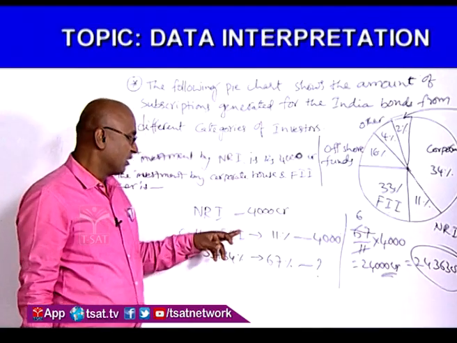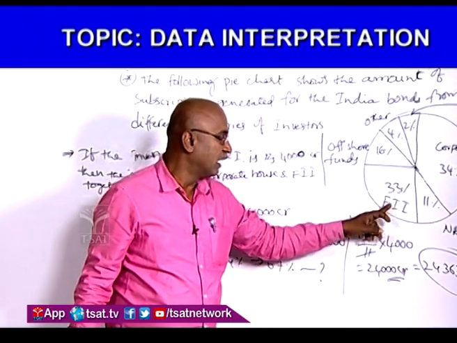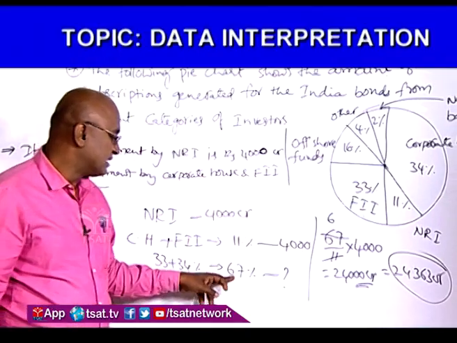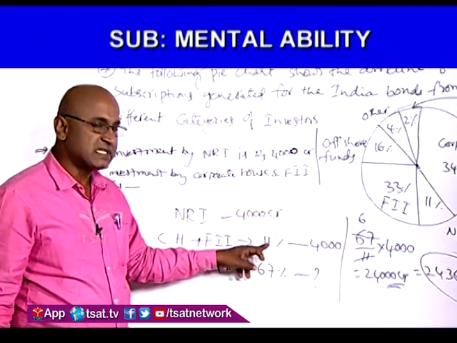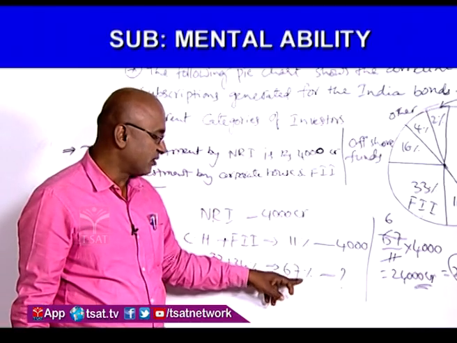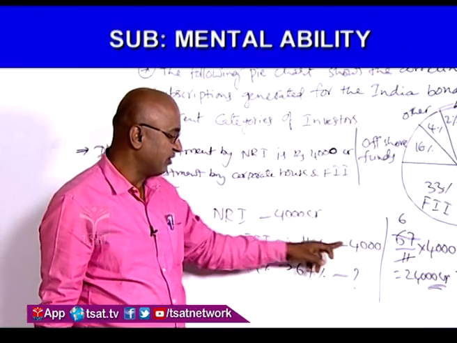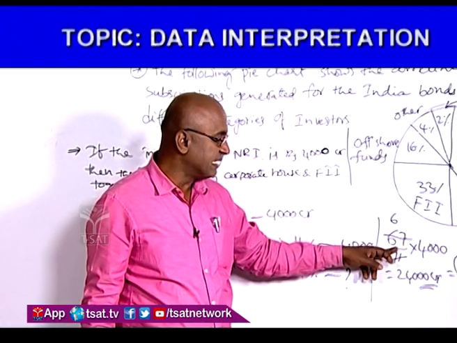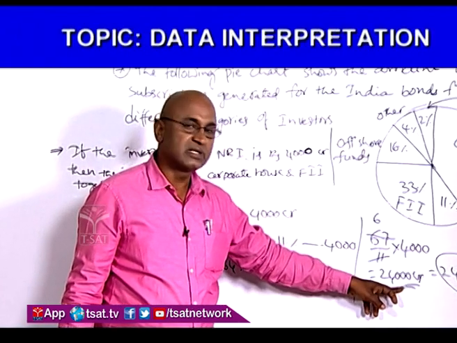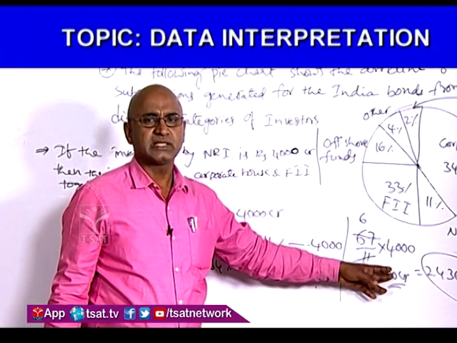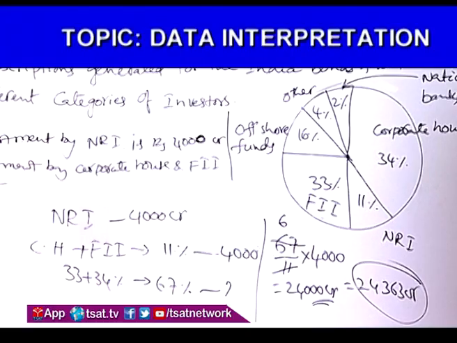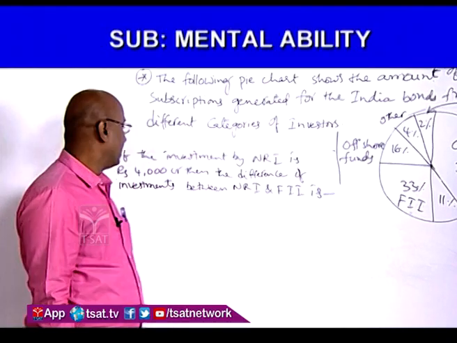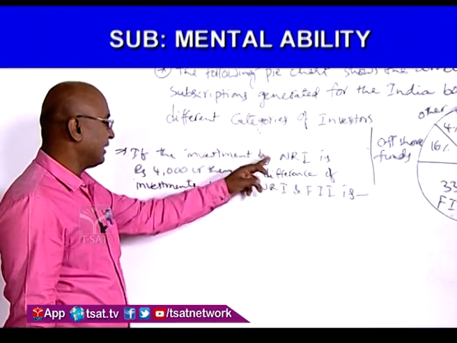So if NRI funds correspond to 4,000 crores rupees, then the share of corporate house and FII together is, corporate house is 34 and FII is 33, the sum of these two values is 67%. If 11% is 4,000, then 67% is how much? 67 by 11 into 4,000. Assume that 67 as 66, then it will be around 24,000 crores rupees, which will be just a little bit more than 24,000 crores rupees. That is the answer.